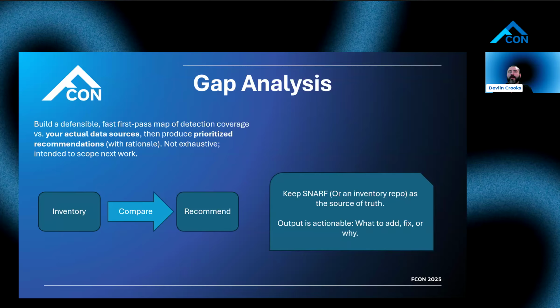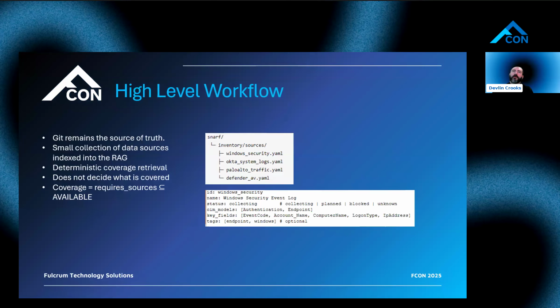So what we want to do is have our inventory. We want to compare against a data source that we have, the prompt we're feeding it, and then recommend what we can do. We want actionable output: what to add, fix, and why. As an example, in a high-level workflow, the Git is still the source of truth. Our knowledge repository is authoritative. We have a small collection of data sources indexed into the RAG. I won't go too into detail, but this is going to be super small.